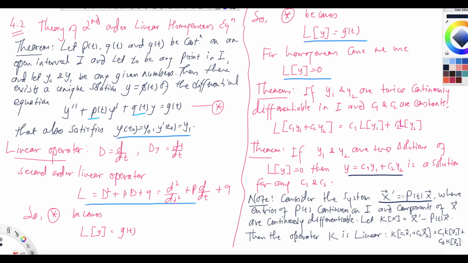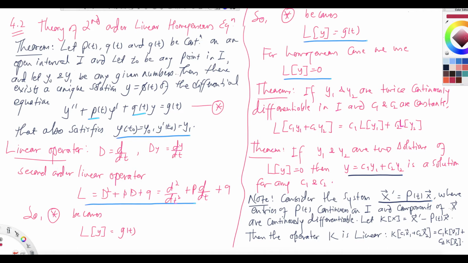You can write it in the matrix form, where the entries of P(t), p11, p12, p21 and p22, are all continuous on the open interval I, and the components of vector x are continuously differentiable. If you bring everything to the left side, you get x' minus P(t)x. Let us denote that by K, so K[x] is x' minus P(t)x.